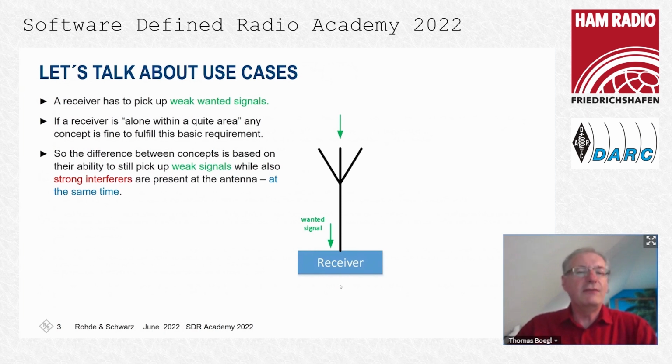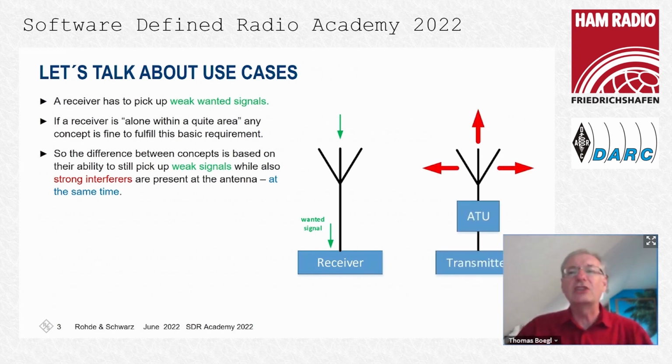So there's a reason why we have different concepts, and the reason is quite simple: the difference between the concepts, direct sampling, IF sampling, and the details behind them, is based on the ability to still pick up weak signals, while strong interference may also be present, all at the same time. So that's the basis for the use cases we have to look at.